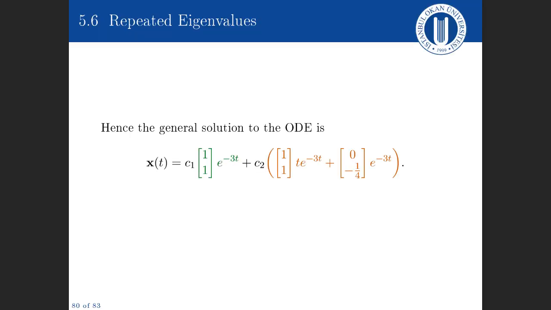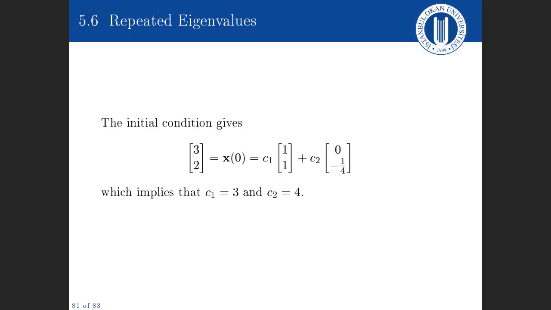And now that we know our two solutions, we can write down the general solution to the differential equation. What's left? All that's left is to find C1 and C2, which satisfies the initial conditions. Put in t equal to 0. 3, 2 must be C1 1, 1 plus C2 0, minus a quarter. It helps that I chose one of these numbers to be 0 because it makes it easier to read off that C1 must be 3. And then after we know C1, we can find C2.